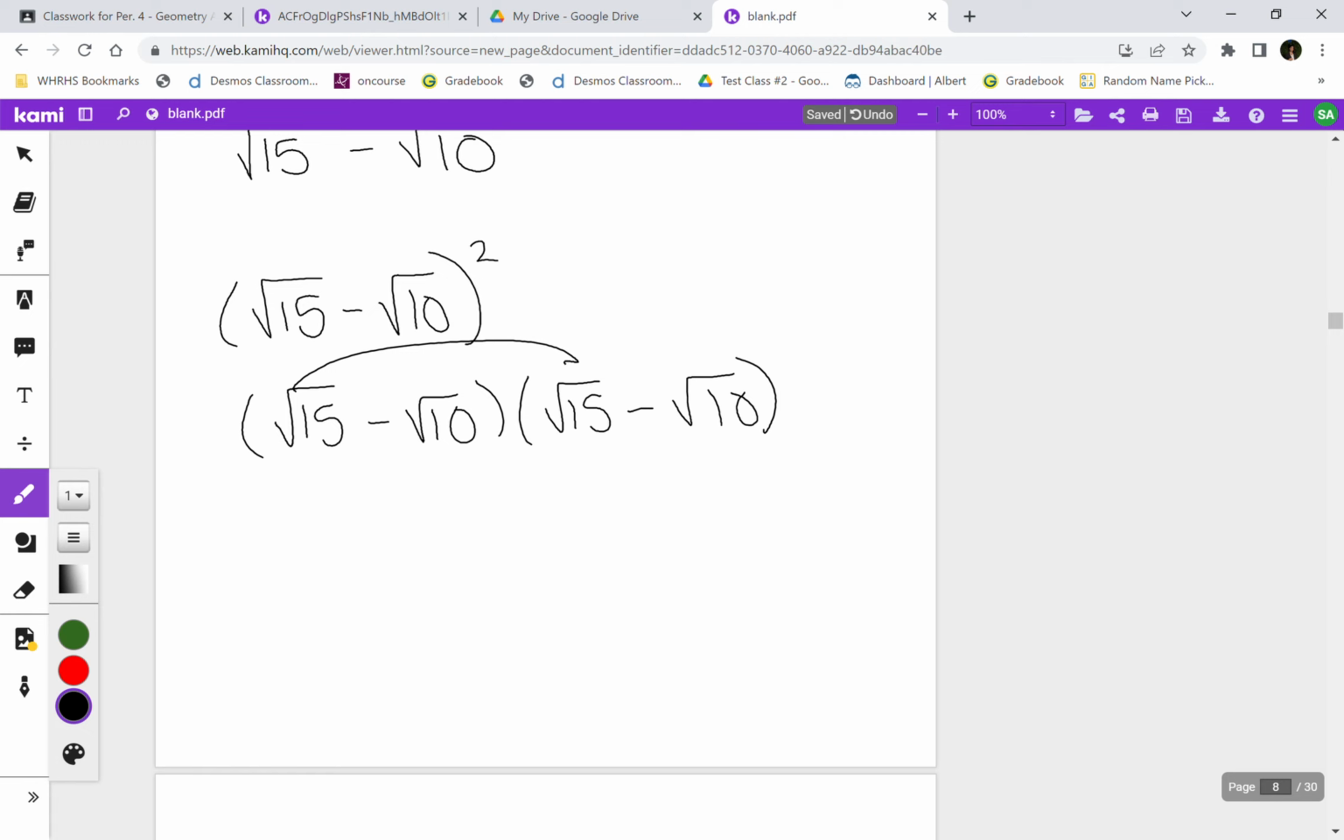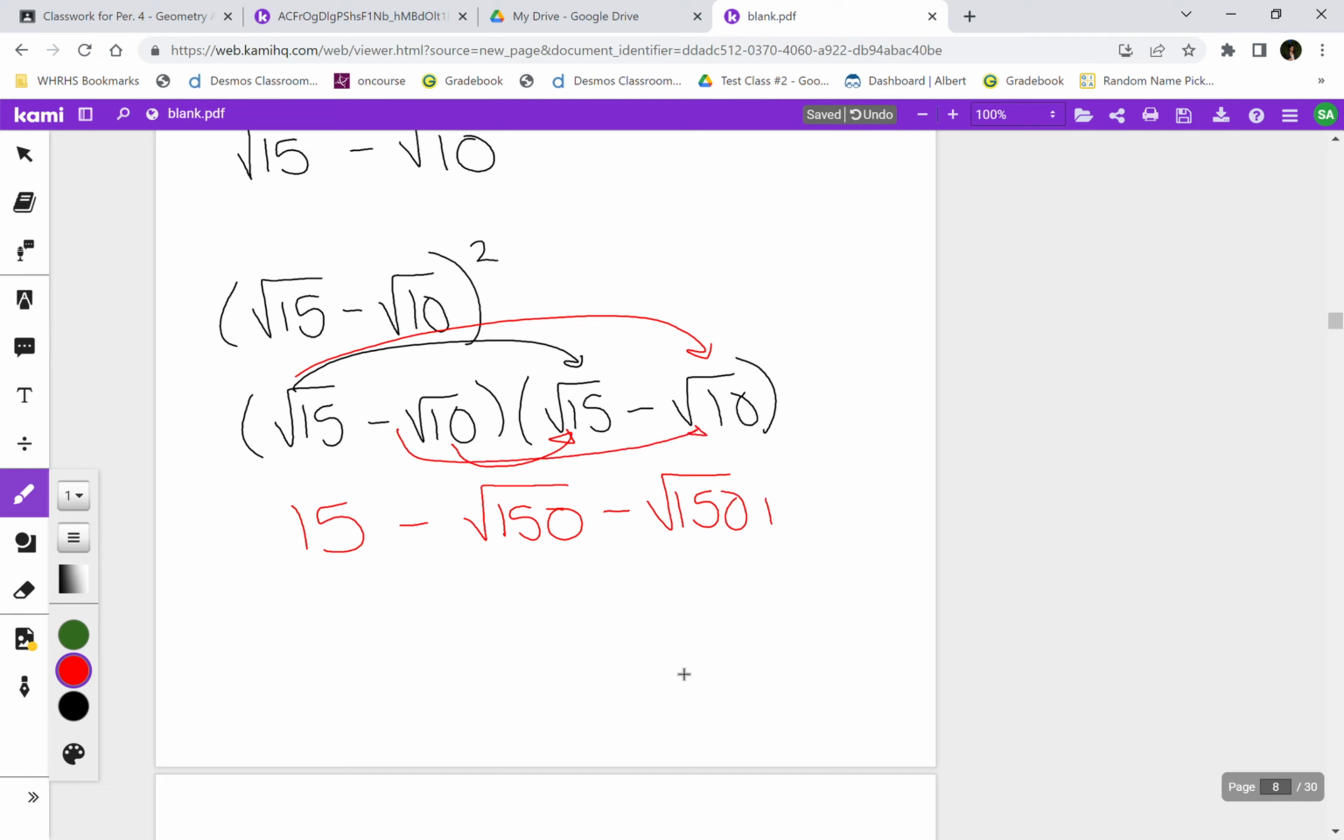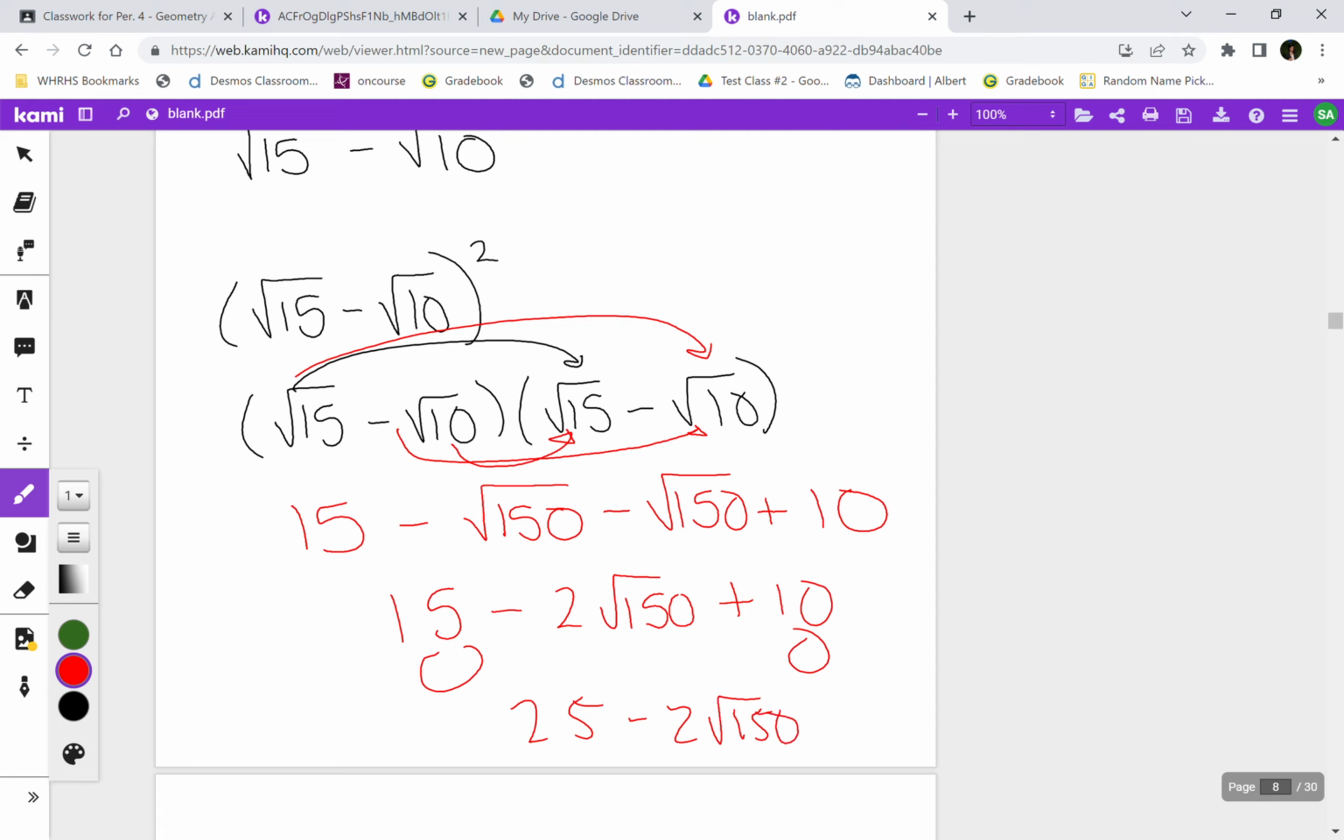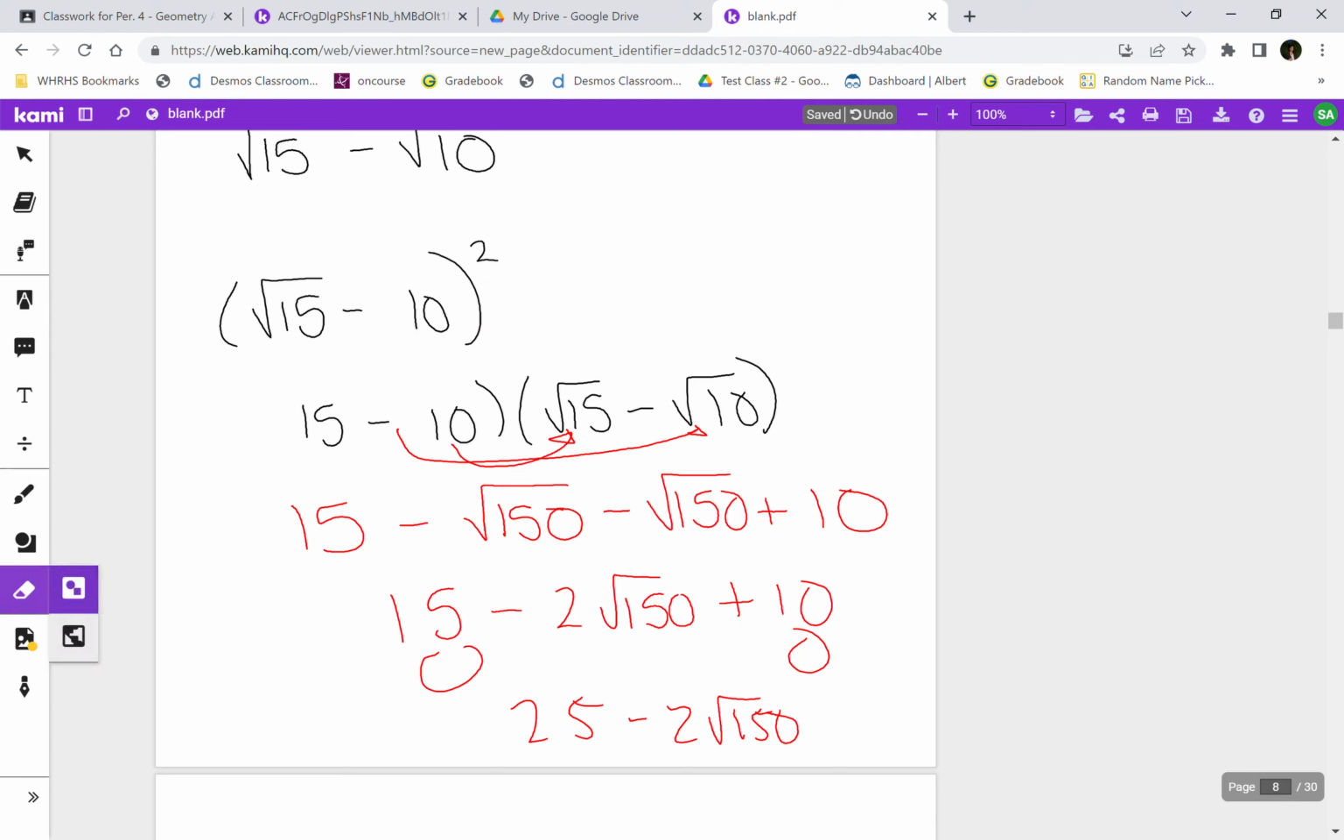FOIL this out. Root 15 times root 15 is 15. Good track, right? Root 15 times root 10 is root 150. Not a good track. Negative root 10 times root 15 is a negative root 150, and negative root 10 times negative root 10 is a positive 10. So we got rid of some radicals, but then created more radicals. Do you agree? So did this ultimately help us by squaring the denominator? No, it doesn't help. So that's not what we need.